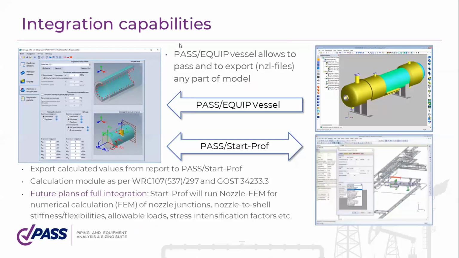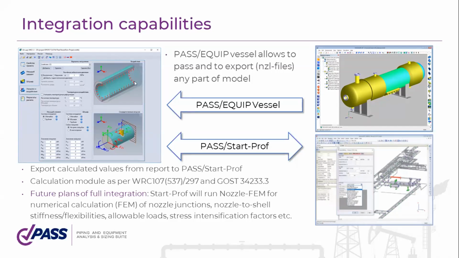So last but not least, a very important question of integration, because this software is on the boundary of pressure vessel design and piping design. So it needs to be integrated with appropriate analysis software. And it is. If we have some pressure vessel in our PASS/EQUIP software, we can generate corresponding files with all data for any nozzle shell junctions, and just open these files with Nozzle-FEM and immediately run it and get the results.